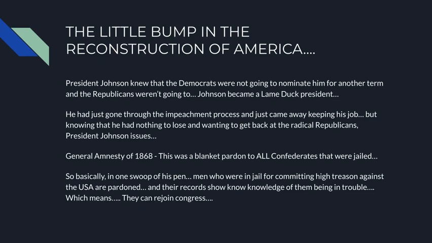And so this is the huge backfire right here that the Republicans did not really see coming. And this will have big, huge effects on the process of Reconstruction. But that's for the next lecture.